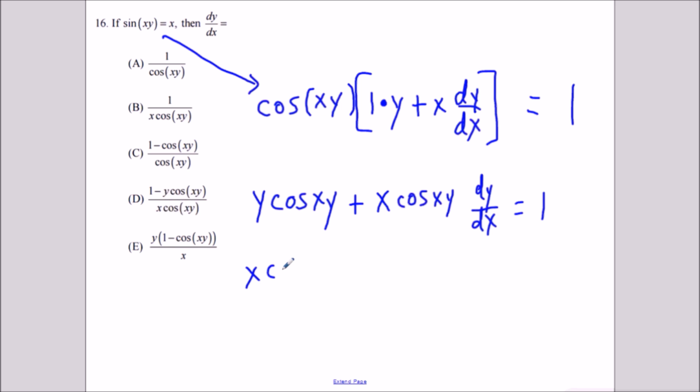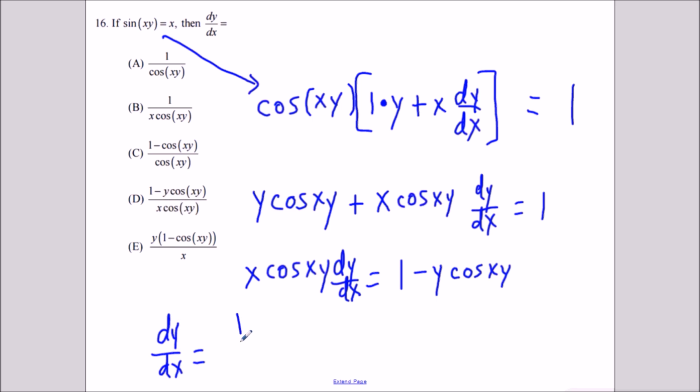So we're going to have x cosine of xy dy/dx equals, and we're going to subtract the y cosine xy. We have 1 minus y cosine xy on the right side now. And then to solve for dy/dx, we're just going to divide by x cosine xy. So this tells us that dy/dx equals 1 minus y cosine xy, all divided by x cosine xy. So for this question here, this is going to match choice D.